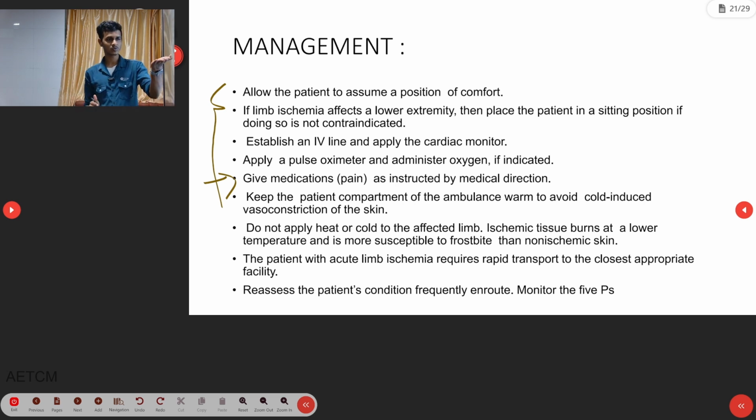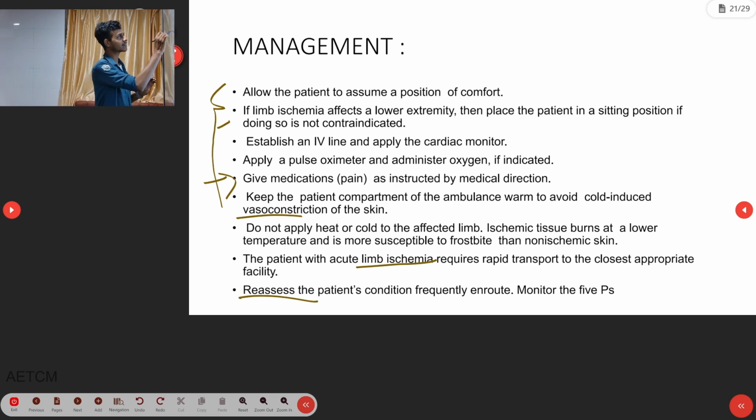The patient compartment should be warm in nature. It should not be cold, because cold again induces vasoconstriction, which will cause further complications. The third important thing, with ischemia-related burns, is that we should not apply any heat or cold over the area. If acute limb ischemia is suspected, rapid transfer to the closest appropriate facility is required. We have to reassess the patient's condition frequently, every 5 minutes, and monitor the 5 P's.